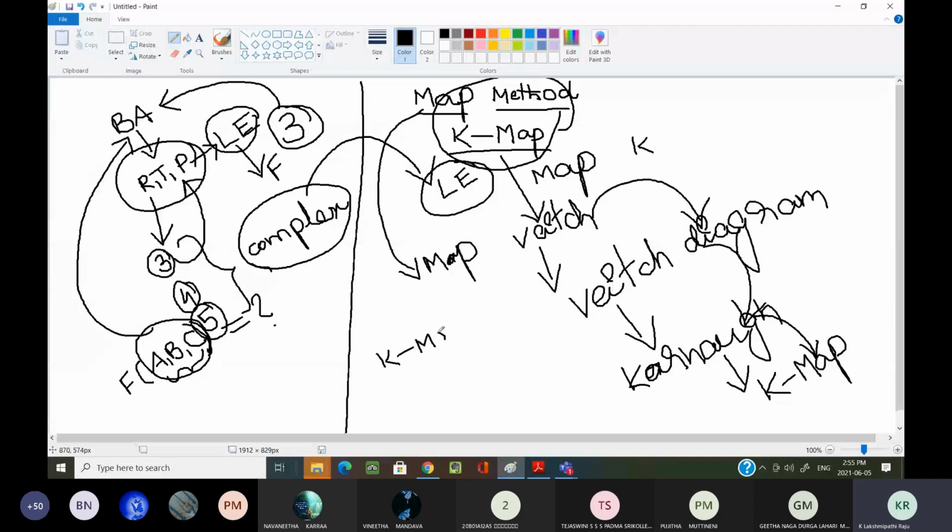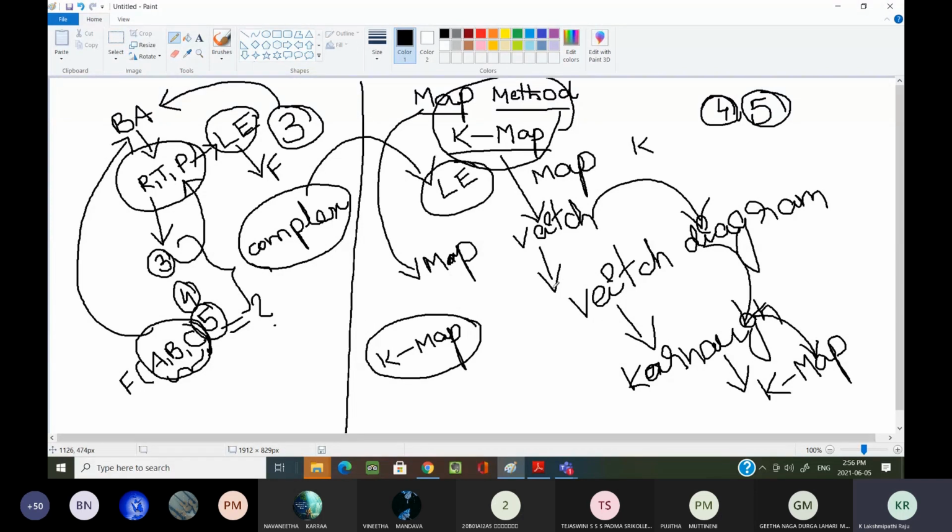Sir, why did we move to map method simplification? What is its advantage? If the number of variables is more than 3, it may be 4 or 5. In most examples we will see the 4 variable K-map method. If time permits, we will see one problem on 5 variable K-map also.